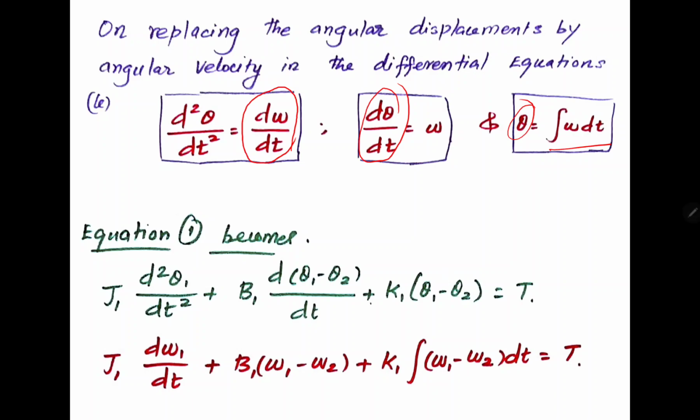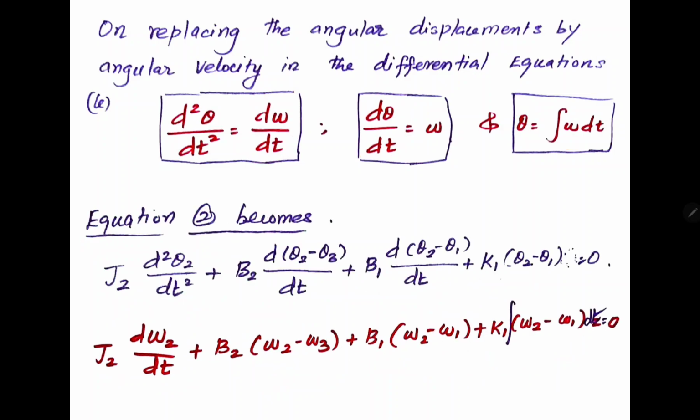So this is the first equation. J1 d square theta 1 by dt square is replaced by J1 d omega 1 by dt. B1 d theta 1 by dt minus d theta 2 by dt is replaced with B1 omega 1 minus omega 2, and K1 theta 1 minus theta 2 is replaced by K1 integration of omega 1 minus omega 2 into dt, is equal to T. Likewise, I am changing the equation with respect to angular displacement into angular velocity.